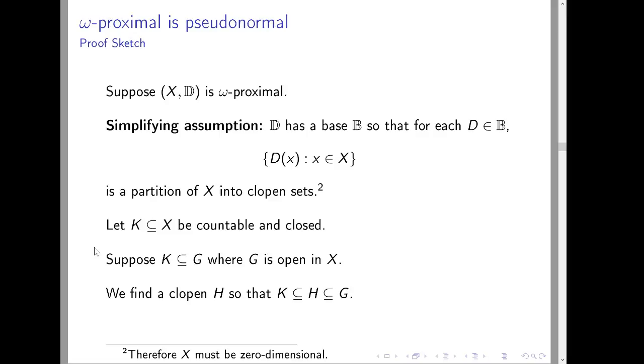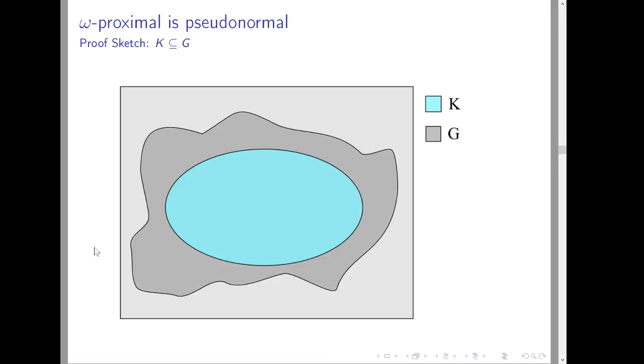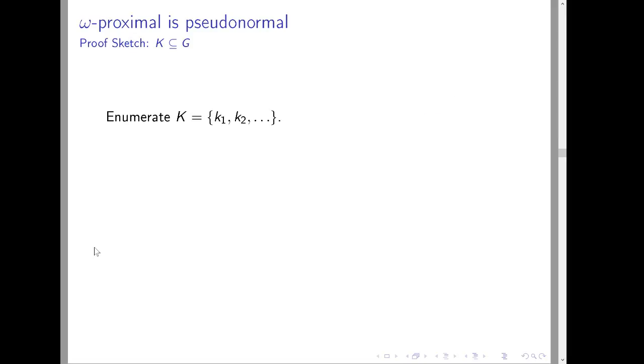Here's the plan. I'll start with a countable closed subset of X, which I'll call K. And then I'll put K inside an open set G. And the idea is to find a clopen set H between K and G. So here's a picture. The gray square is the whole space. The blue circle, or oval, I guess, is K. And then the wiggly thing around it is G. Okay.